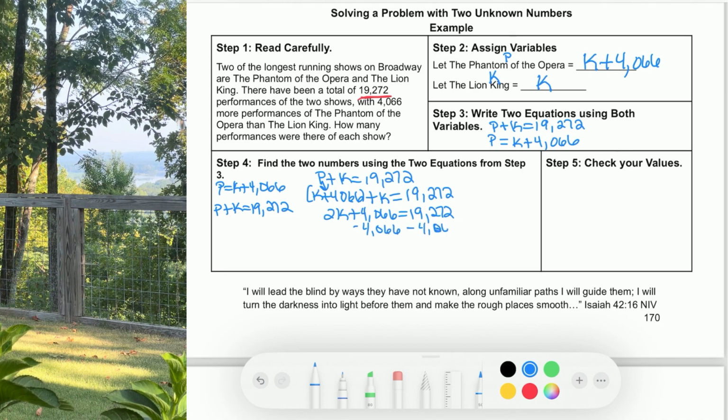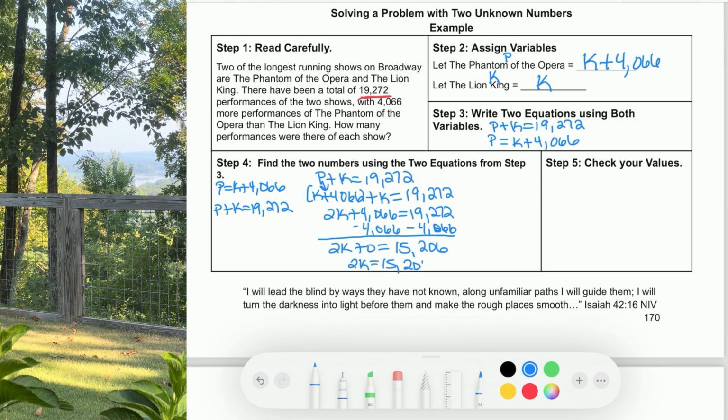Subtract that 4,066. I get 2K plus 0 equals 15,206. Rewrite that. Divide both sides by 2. And I get K equals 7,603. So we now know that the Lion King had 7,603 performances, but we still need to figure out the Phantom of the Opera.